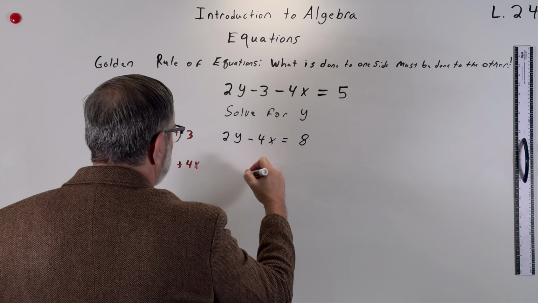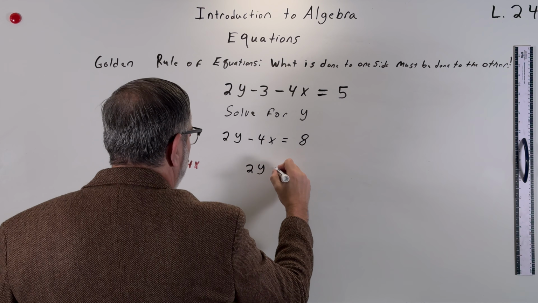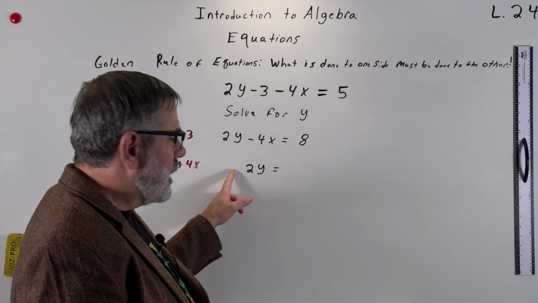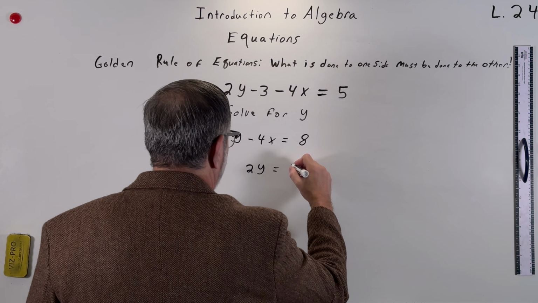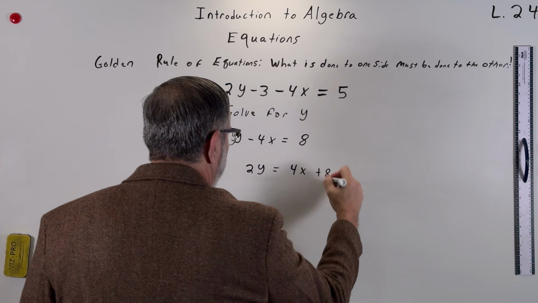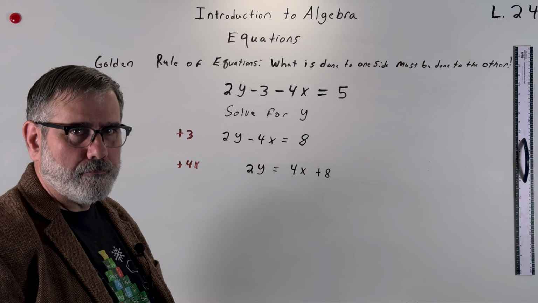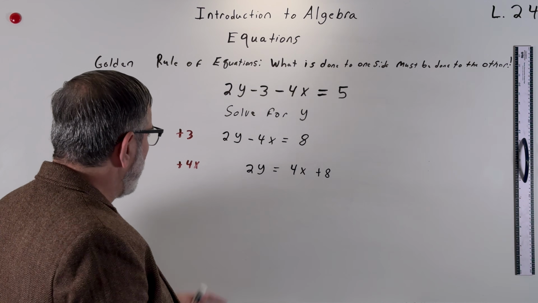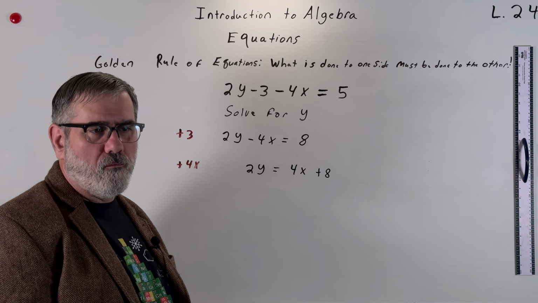Adding 4x to the left-hand side just leaves us with 2 times y. But since we added it on the left-hand side, we have to do it also on the right-hand side, and so we get 4x plus 8. Yes? All right, it looks like we're almost there. We have solved for 2y, but we need to solve for y.